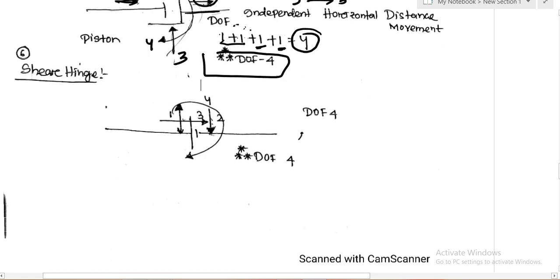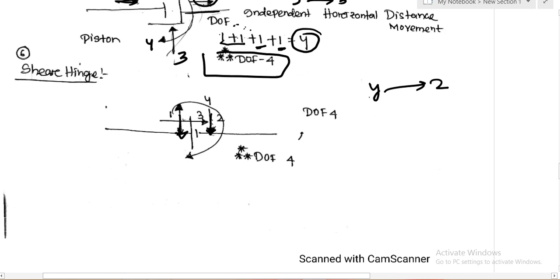Now take the example of a shear hinge. In a shear hinge there is independent movement in the y direction. So this member can move independently in this direction, this also can move independently, these are not interconnected. You can take the example of a shear hinge in the case of a bridge. When one part of the deck slab is not interconnected with another part, they move independently in the y direction. In the y direction there are 2 independent movements.